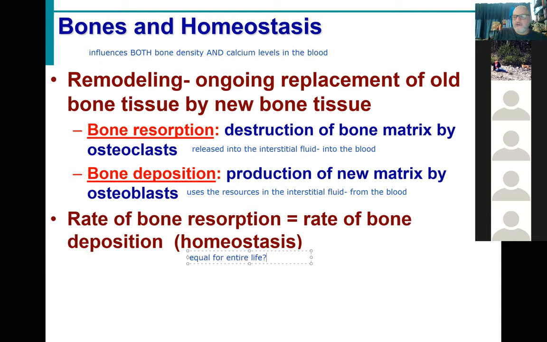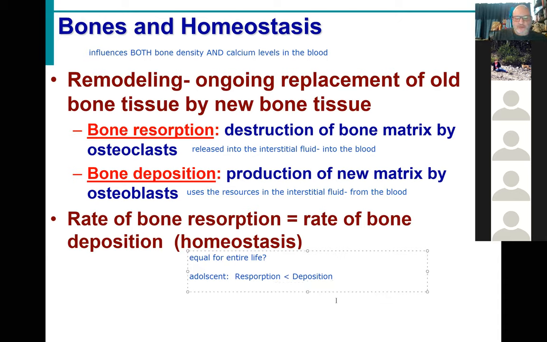However, are they going to be equal to each other for our entire life? No, absolutely not. As an adolescent, are these two processes of resorption and deposition occurring at the same rate? No, more bone deposition, I think. Well, do you think that they're making more bone or breaking down more bone? Making more bone. Yeah, absolutely. So deposition is greater than resorption.